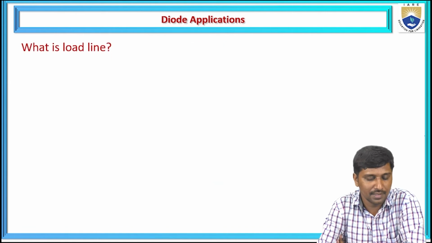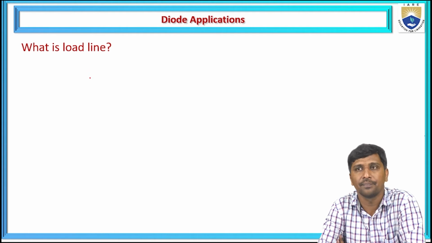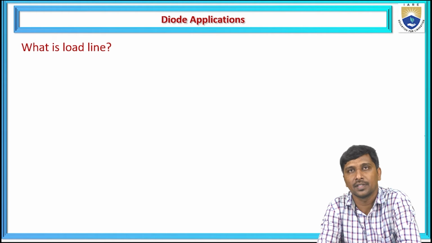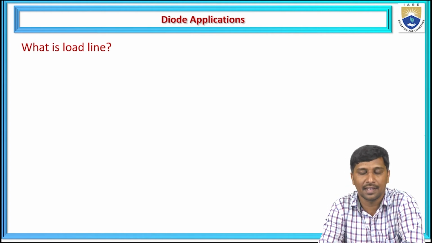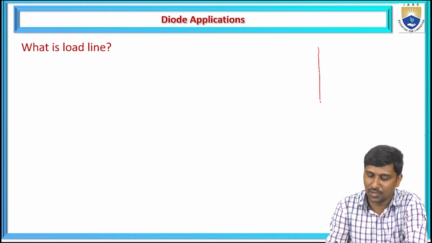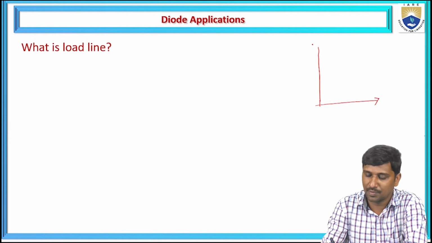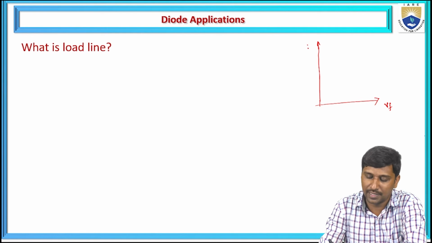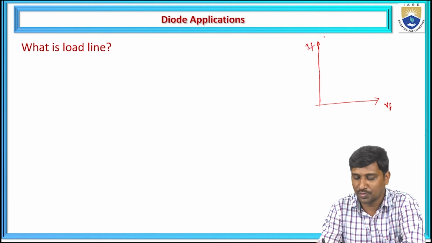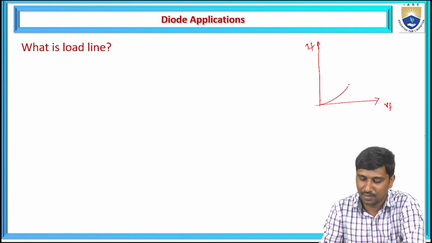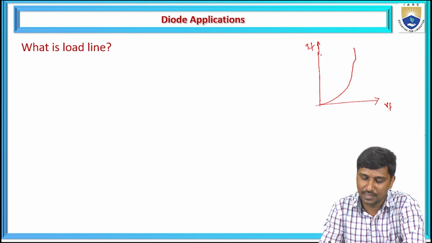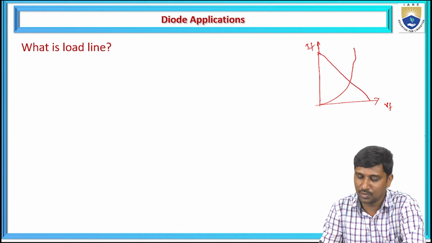Now, in the diode applications, we are going to define what a load line is. To identify the Q point of a particular diode, we need to do the DC analysis. First we need to draw the characteristics of the PN junction diode, where the x-axis is the diode forward voltage and the y-axis is the diode forward current. Then we need to plot the characteristics. Then we need to do the DC analysis. Under the DC analysis, we need to identify the two intersecting points.